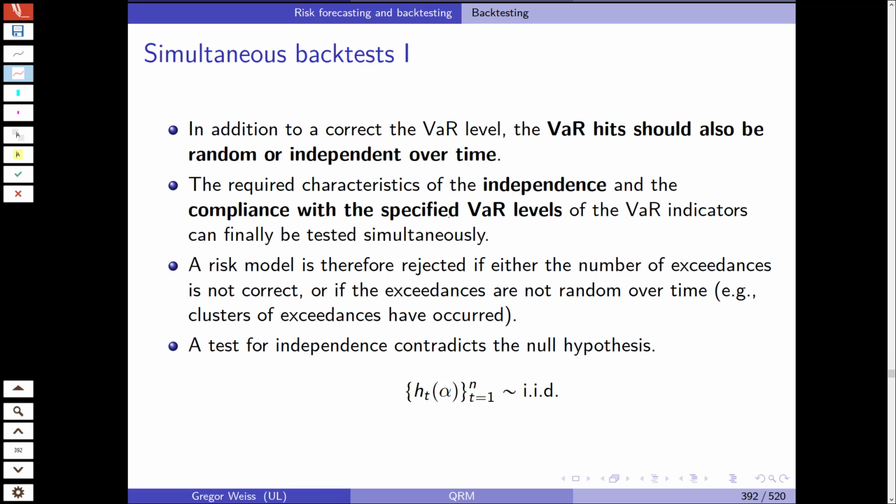That's sufficient to see. Now, this Kupiec test only tests for the correct number of exceedances. Now, in addition to the correct VaR level or the correct number of exceedances, the VaR hits should also be random or independent over time. And the required characteristics of independence and compliance with the specified VaR level can also be tested simultaneously, and this is a simultaneous backtest. And a risk model is then rejected if either the number of exceedances is too high or too low, and if something happens like this.